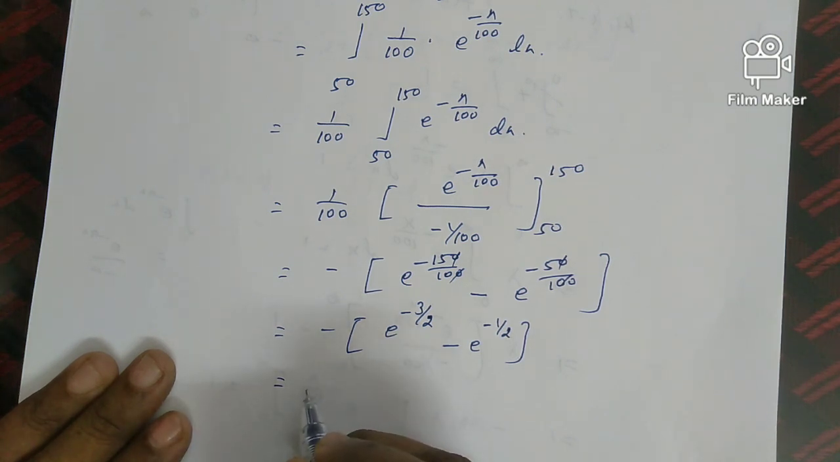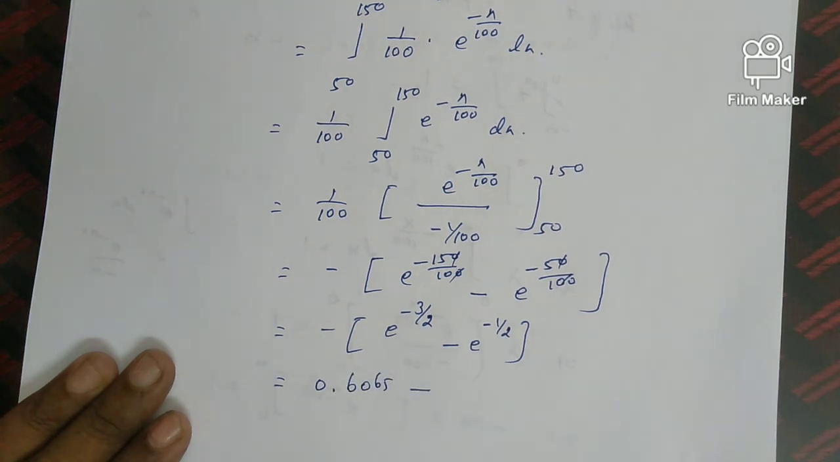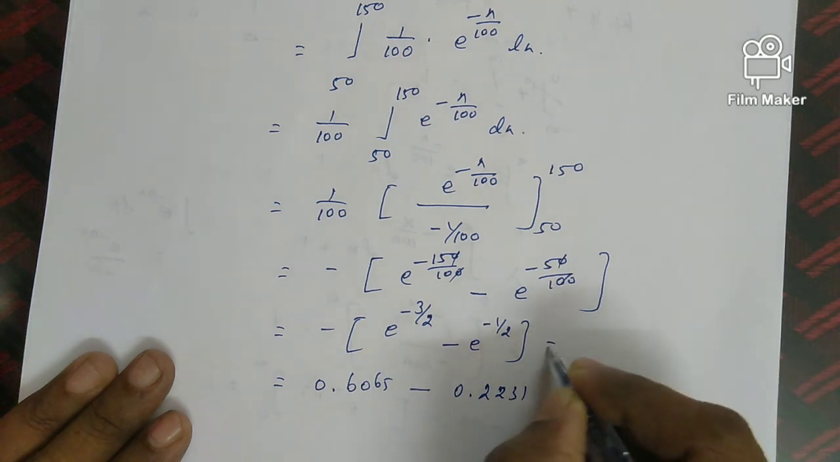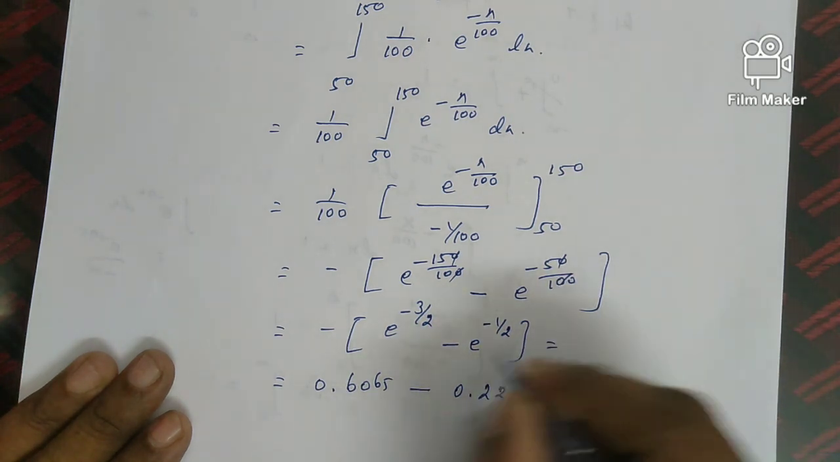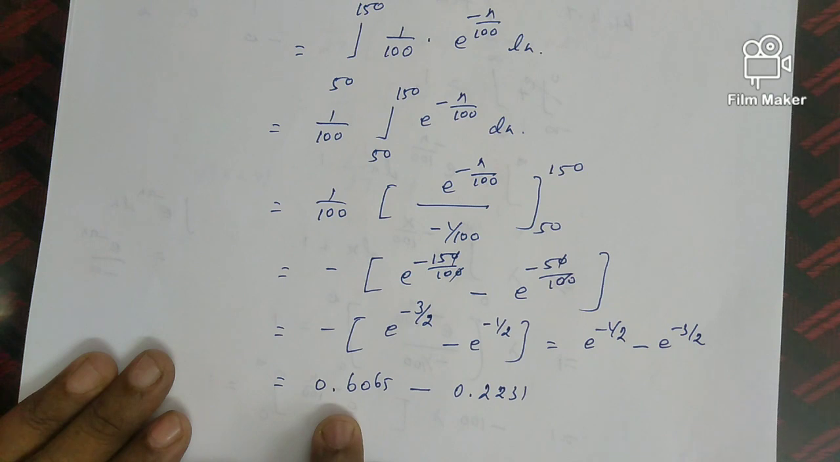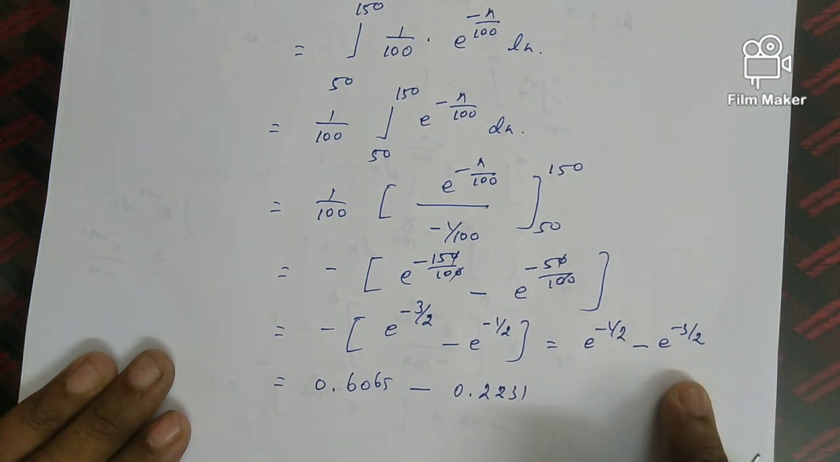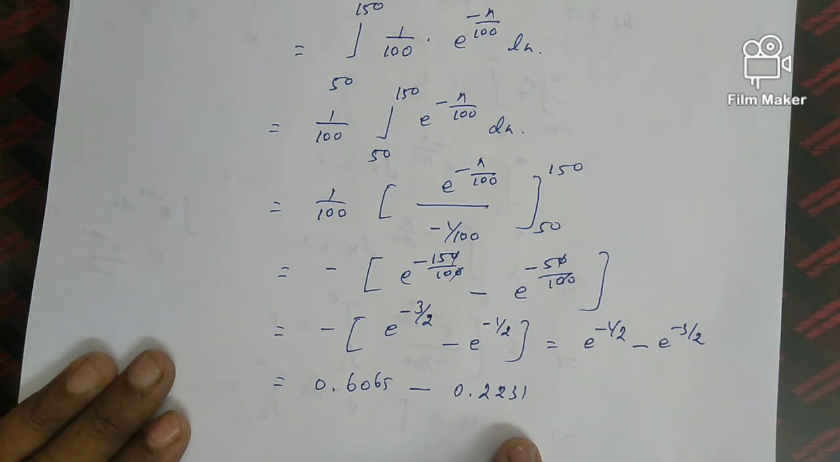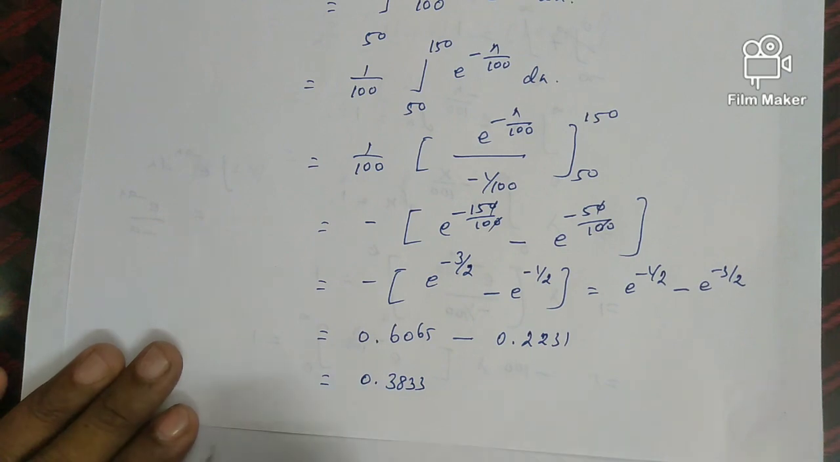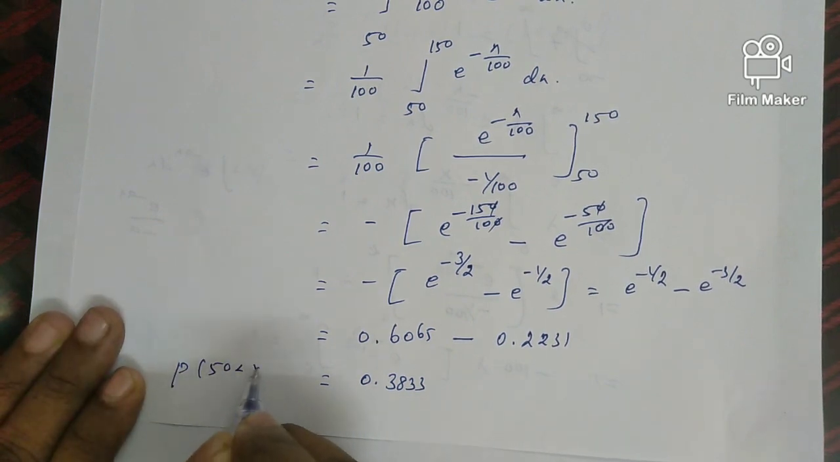Okay, the value of e power minus 3 by 2 is 0.6065. Okay, the calculator answer I am writing here, and e power minus 1 by 2 is 0.2231. So if you are taking the minus inside, this can be written as e power minus half minus e power minus 3 by 2. So e power minus 1 by 2 answer is 0.6065 and e power minus 3 by 2 answer is 0.2231. So when you are subtracting these two, we can get the final answer as 0.3833. So this is for P of 50 less than x less than 150.